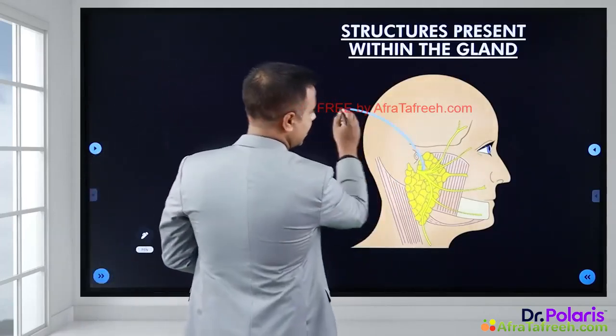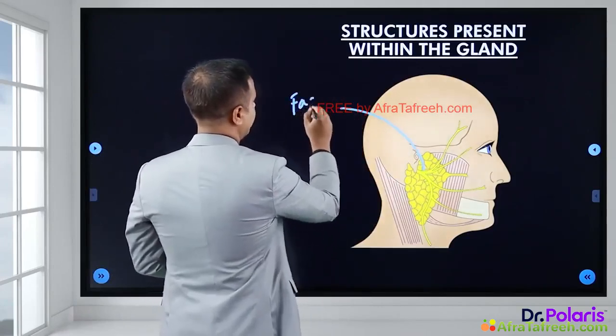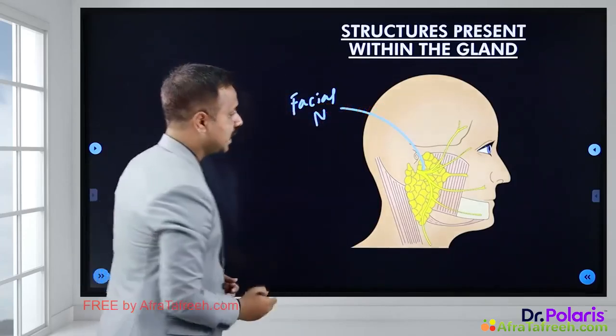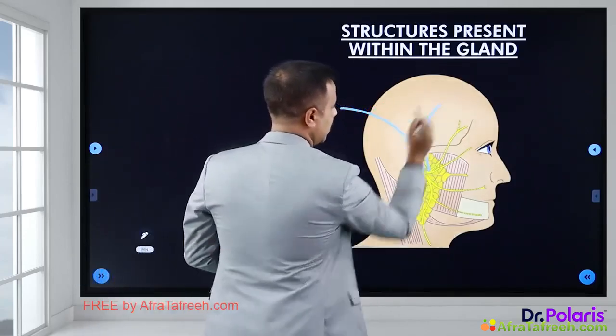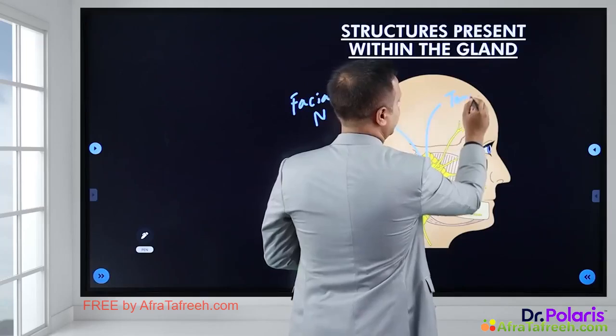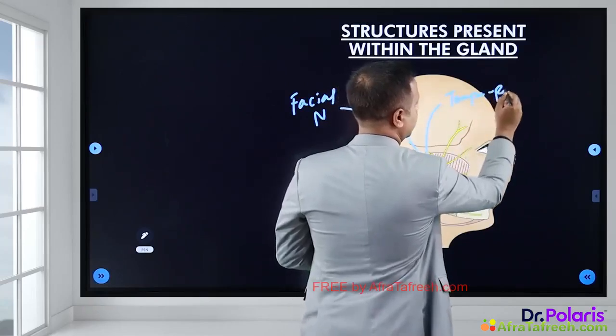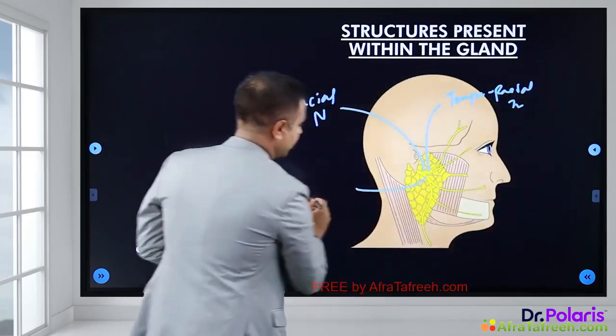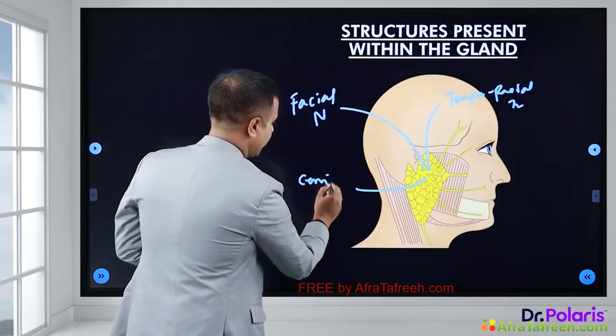What you see here is the trunk of facial nerve. Right? The facial nerve trunk will divide into two divisions. What is this? This is known as the temporofacial trunk. This is the temporofacial trunk. And what about this? This is the cervicofacial trunk.